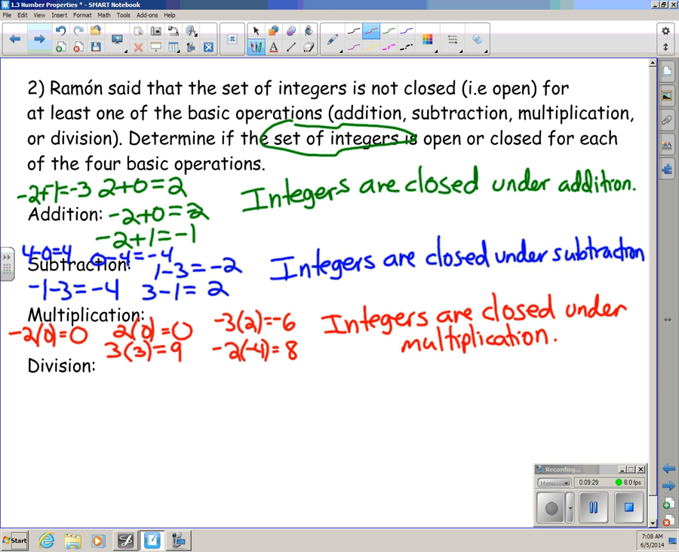And then the last one, division. When you divide integers, do they produce integers? Careful when you divide by 0. I have a feeling this one is going to be open.